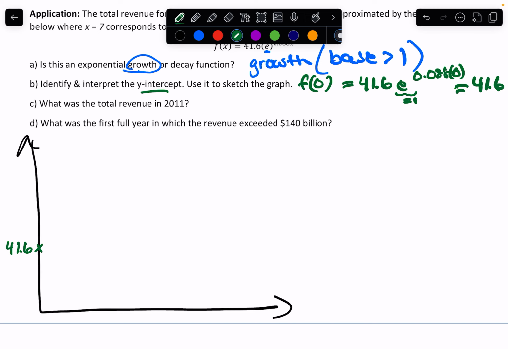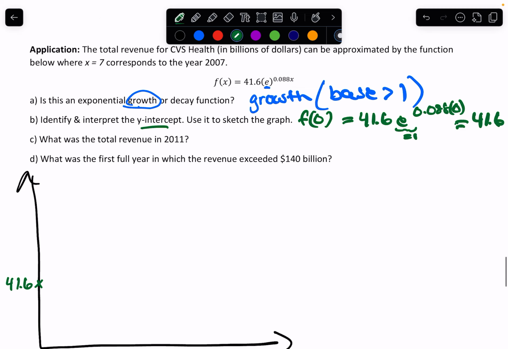Okay, what was the total revenue in 2011? So x equals 7 corresponds to year 2007. That means that 2011 would be x equals 11.